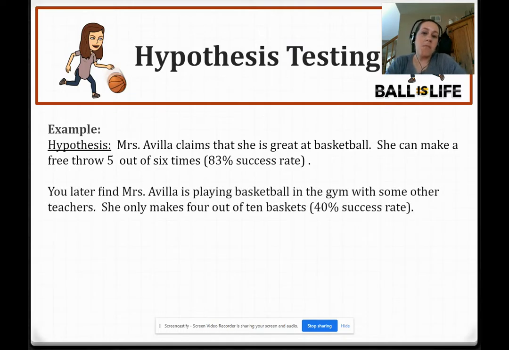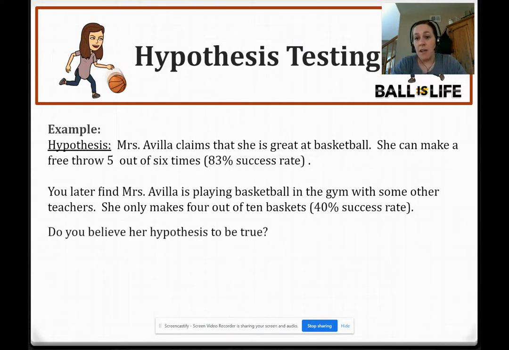Okay, so let's say maybe later on you find me and some other teachers in the gym and we're playing basketball. You sit down and watch the game a bit and you notice that I actually only made 4 out of 10 baskets, 4 out of 10 free throws. Prior to seeing this, I told you that I make 83% of my free throws. Then you watch me in the game and I only make 40%. The question is, what do you think about my claim now?